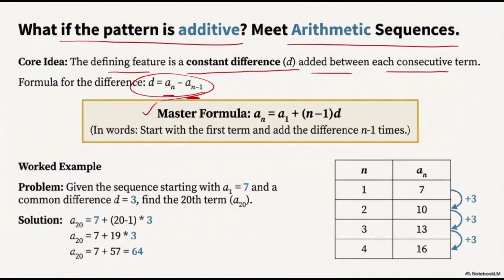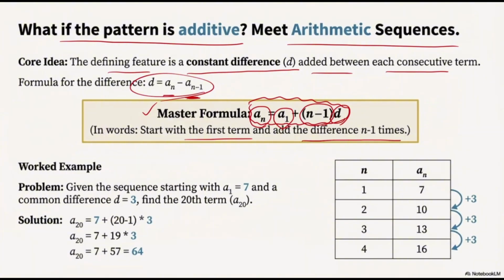So in order to master the formula, we have an equals a1, the very first number, plus n subtracted by 1 times d. It means that if we would like to find our current number, the only thing we need to do is add the first number plus n minus 1 times d. n means the position of the number I am looking for. Is it the 10th number, 20th number, 15th number? We put it in, subtract 1, and multiply by the constant value. In words, we start with the first term and add the difference n minus 1 times.